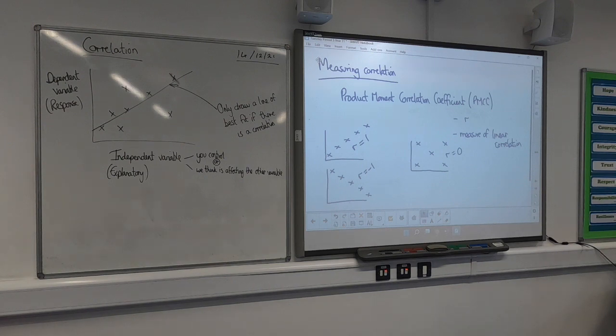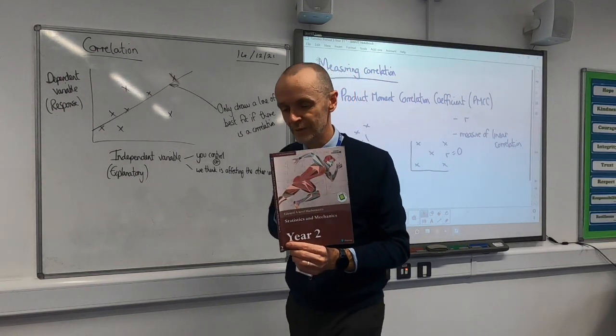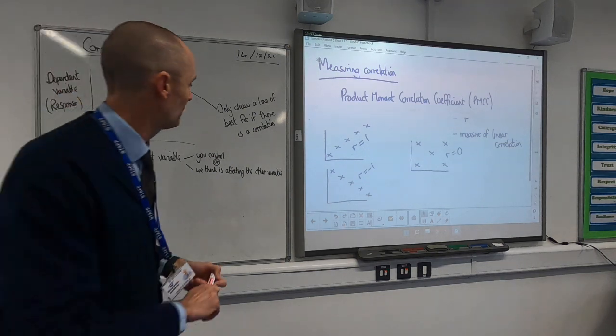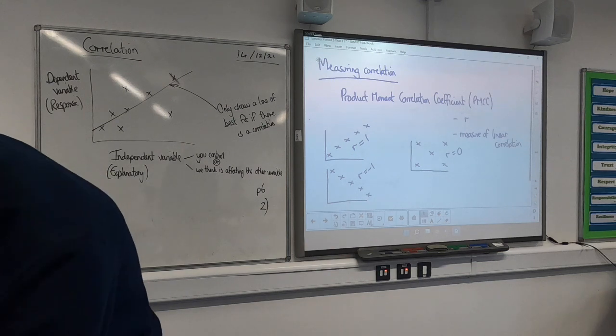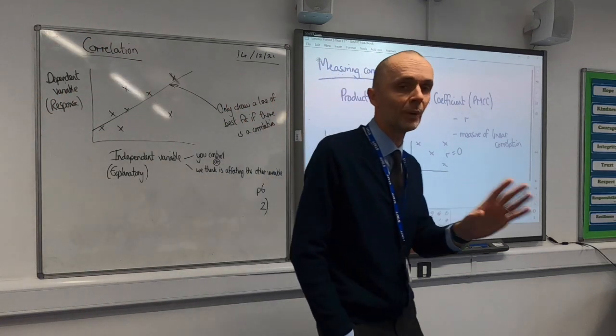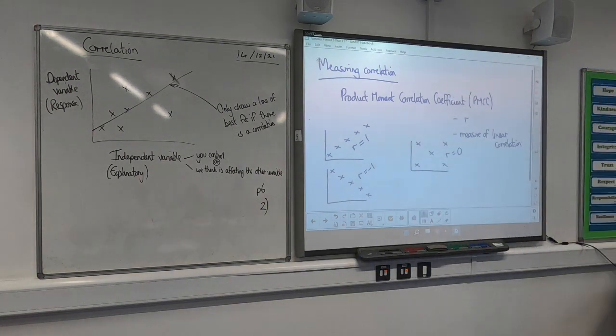I think we're on page 6, at the bottom of page 6, question 2. This is in Statistics and Mechanics Year 2, which is on OneNote and on Active Teach. You've just got a set of data. That data is called bivariate data, which is a posh way of saying it's a scatter diagram. Bivariate means 2 variables. So all you do is you put your calculator into stats mode and enter that in the first 2 columns. First column is your x values, second column is your y values.